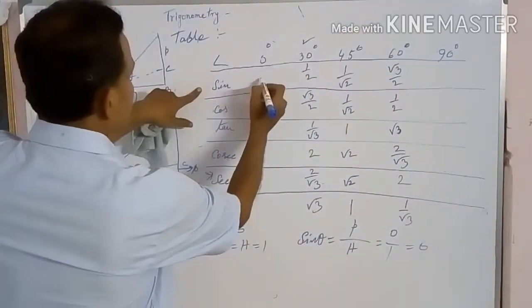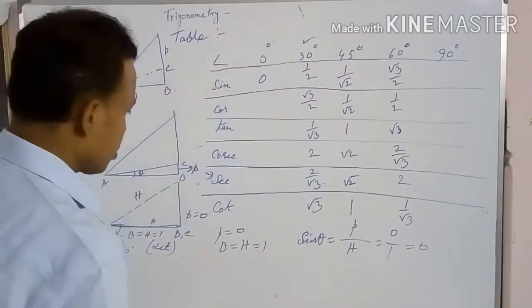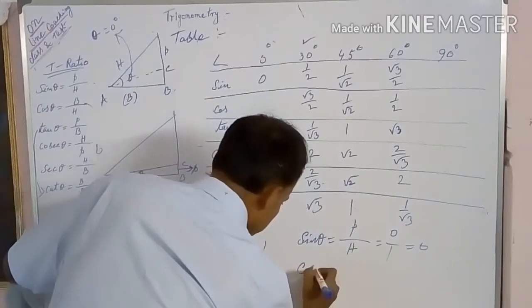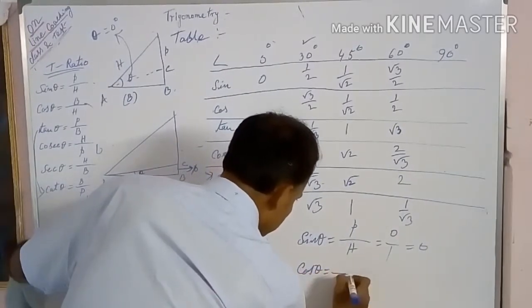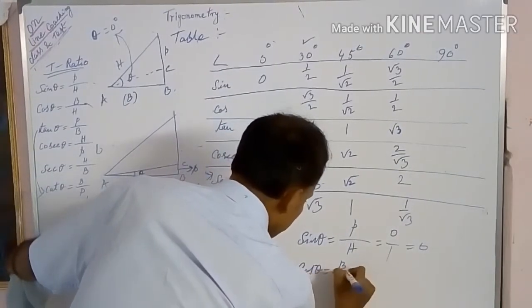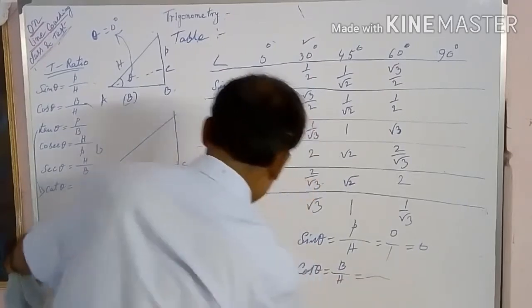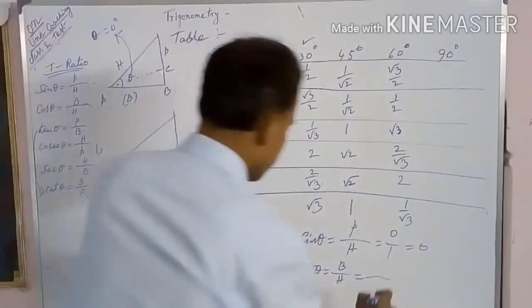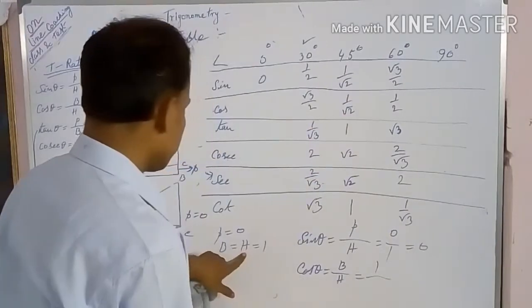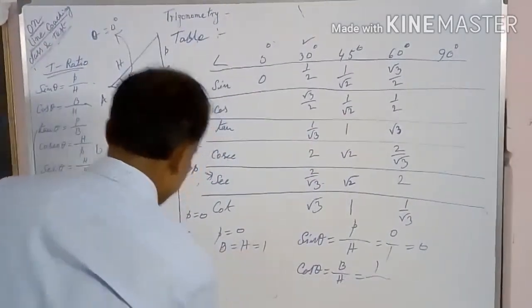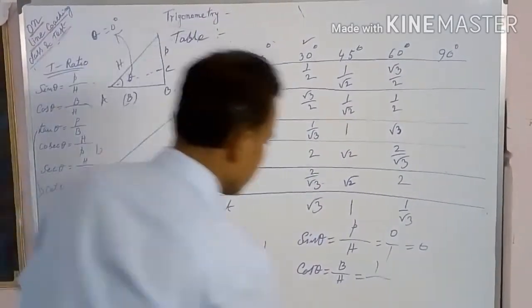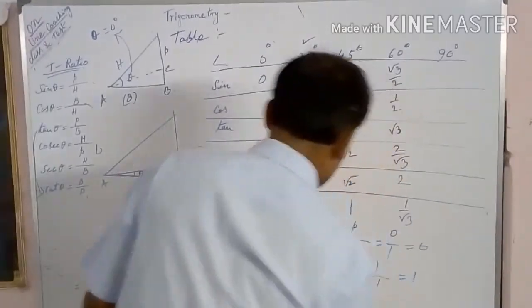So sin 0 is equal to what? 0. Similarly, cos theta is equal to what? Cos theta is equal to base by hypotenuse. What is the value of base? Base is equal to 1. What is the value of hypotenuse? The value of hypotenuse is equal to 1, that is 1 by 1 is equal to 1.